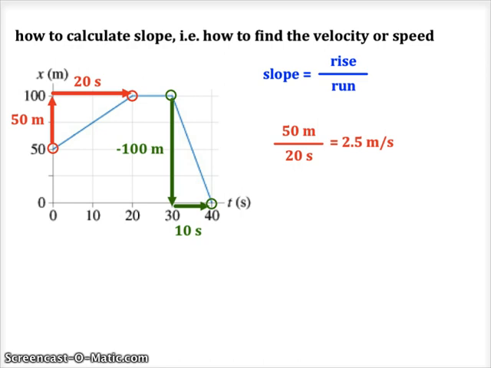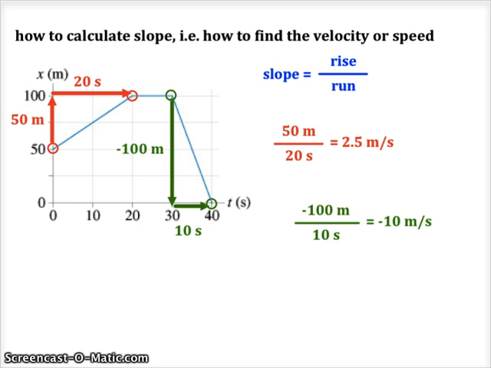So we go backwards 100 meters, so that would be negative 100, and this takes 10 seconds. And so our slope would be negative 100 over 10, or negative 10 meters per second. Now I didn't actually calculate that little section between 20 and 30 seconds because I can see without any calculation that the slope there is 0.